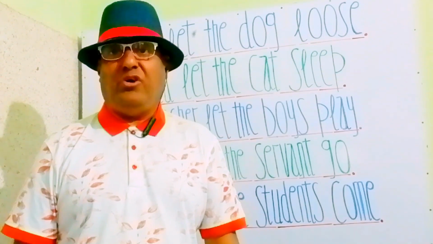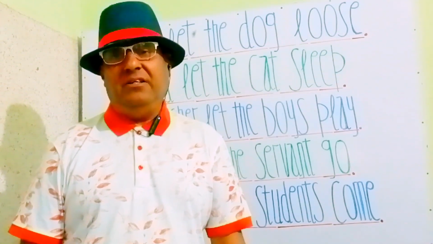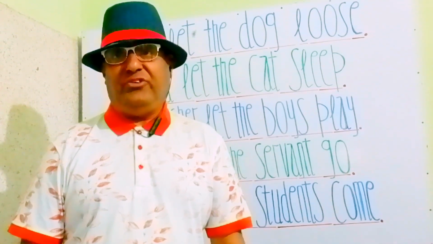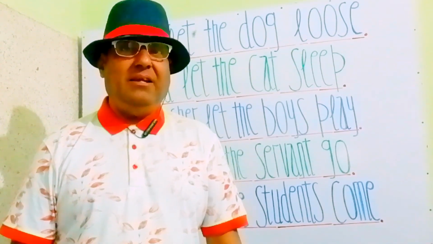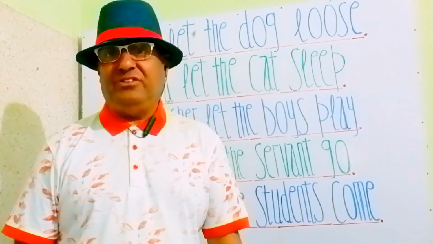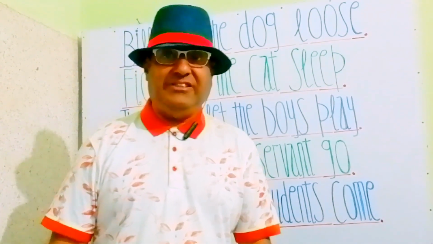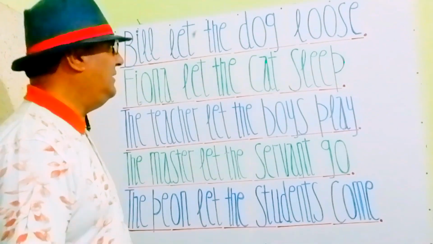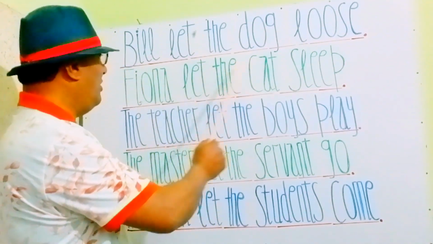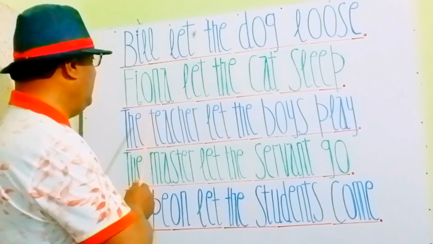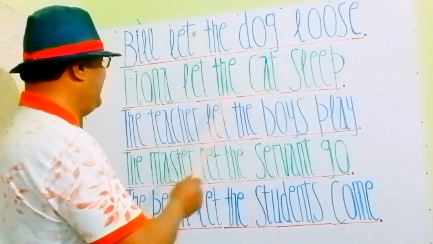So in this statement, let is beautifully used in speaking. Bill let the dog loose is a statement here. Bill ne kutte ko khula chhod diya. Aayye agle jumla dekhte hain. Let's proceed to the next statement.